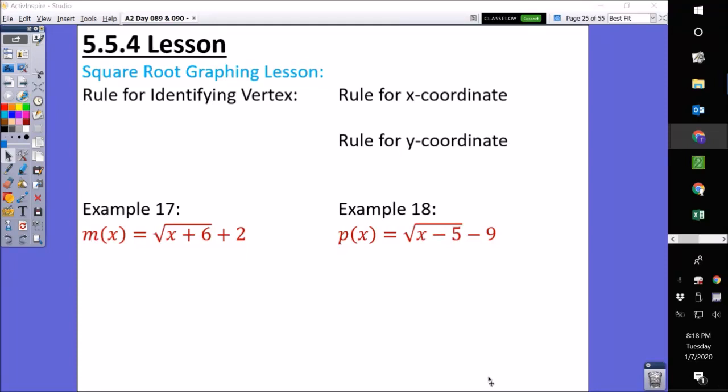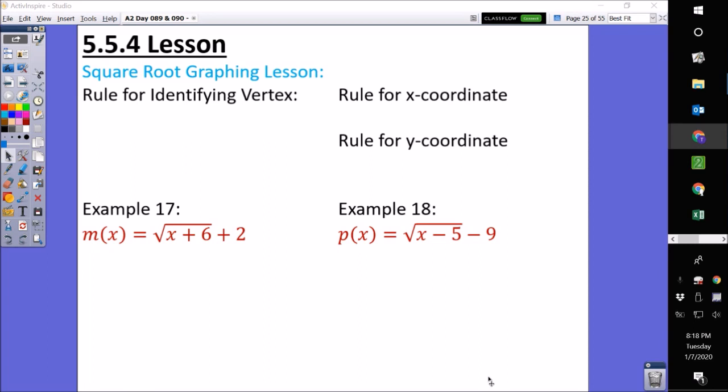So in this section, we're going to focus on graphing square root functions. Before we actually get into the work of graphing, we have to first find the vertex when you're given a function or given an equation. So here, we're going to identify it by following the same rule as we have been doing for cubic, absolute value, and quadratic.